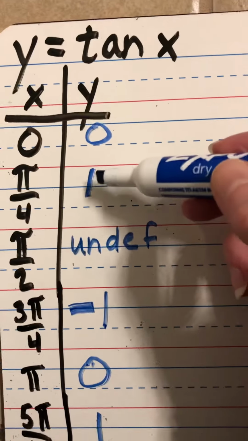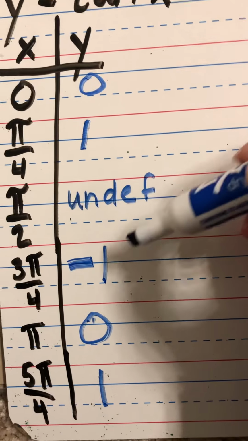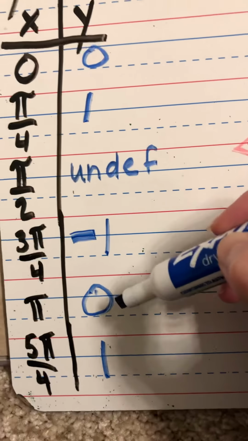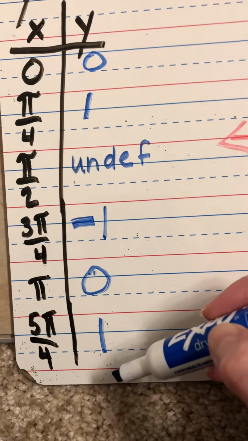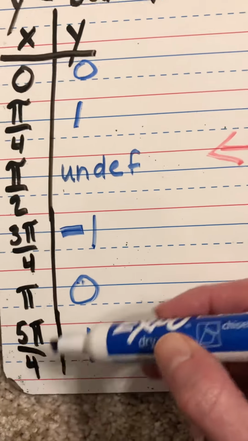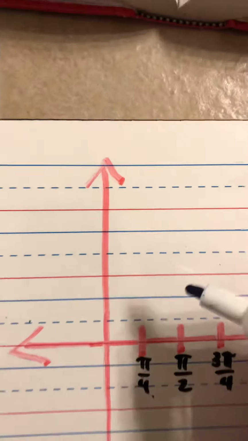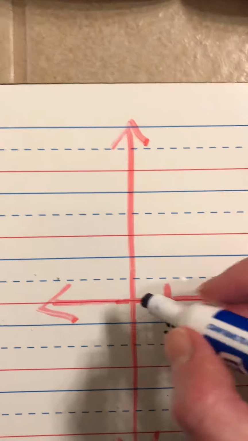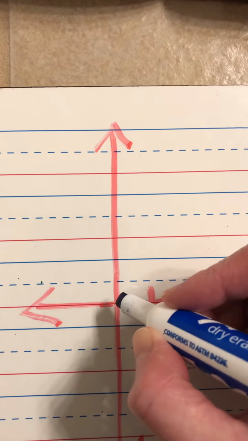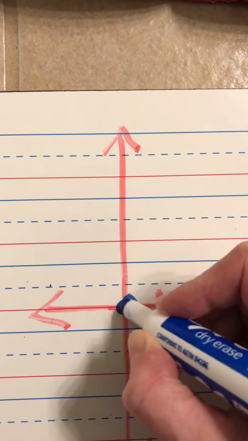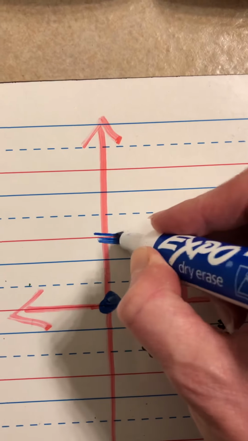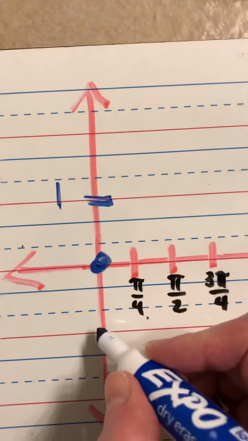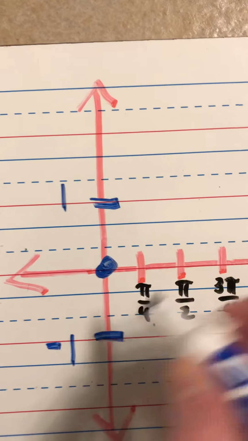So we have 0, 1, undefined, -1. 0, 1, and then you can make a prediction. It's going to follow the same pattern, undefined, -1, if I were to keep going. So let's start to graph this. When x is 0, y is 0. We have to put a value for 1, and we have to put a value for -1.